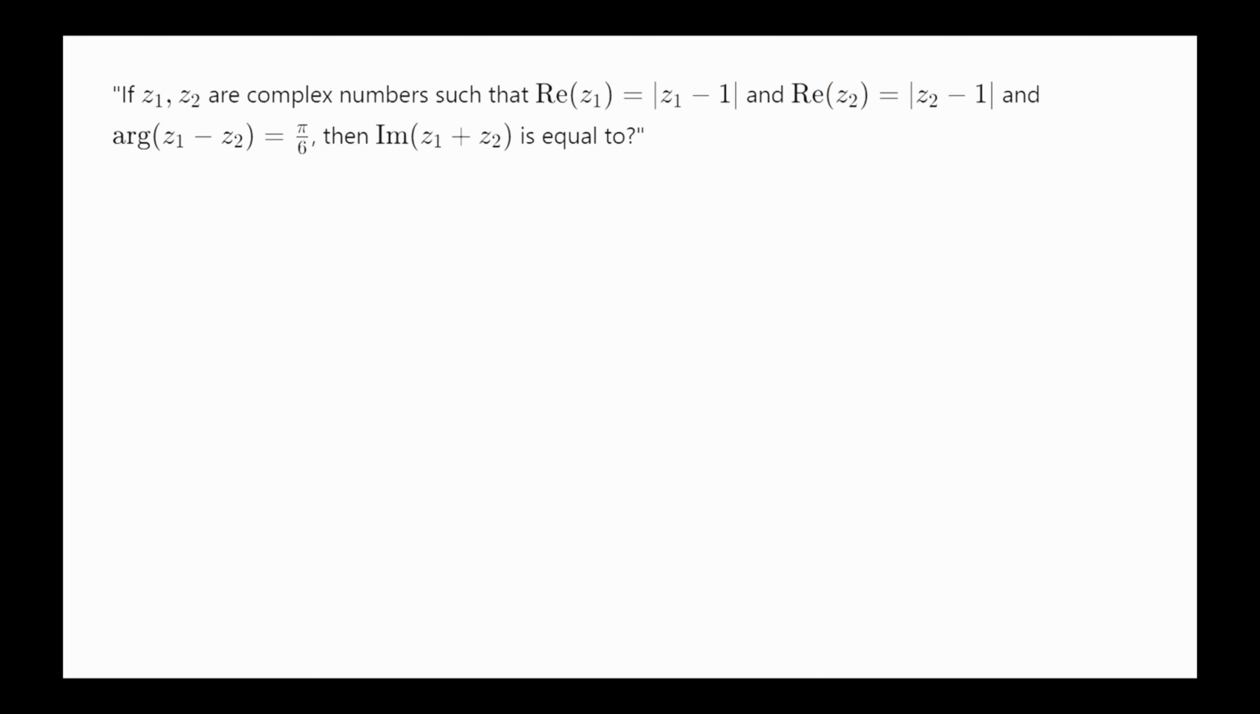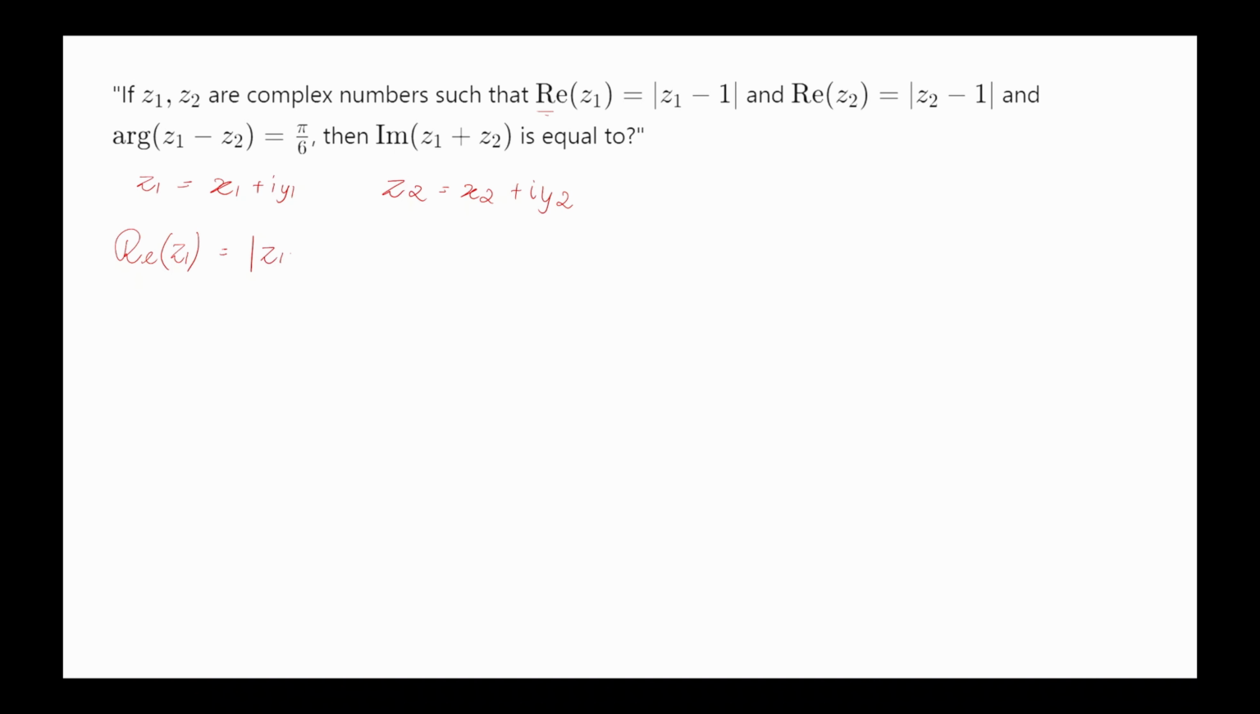Now let's look at this question. If z1 and z2 are complex numbers such that real part of z1 is this and real part of z2 is this, then the argument is also given to us, then we have to find out the sum of imaginary parts of these two complex numbers. So first, let us assume z1 to be x1 plus iota y1. I'll assume my z2 to be x2 plus iota y2.